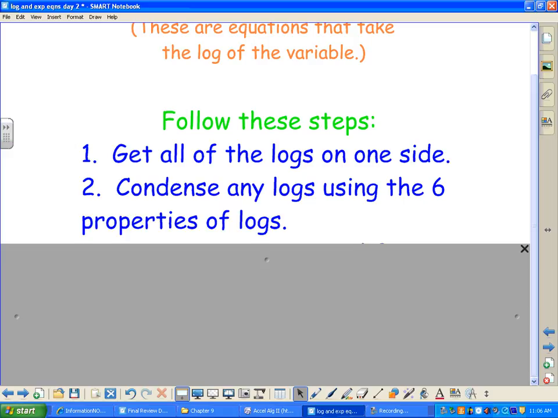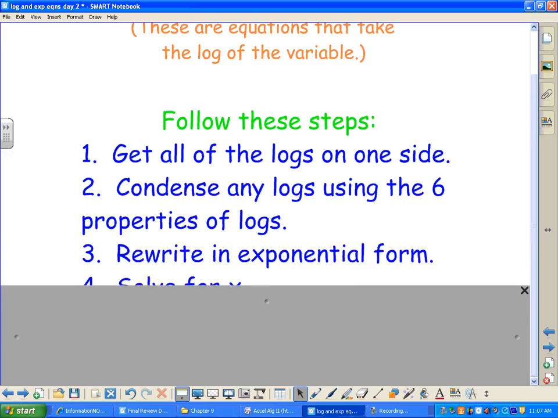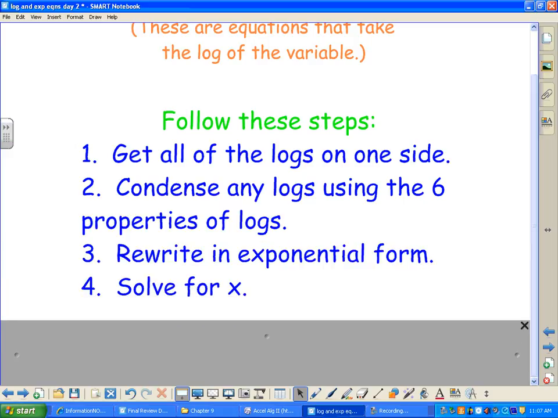Now, remember when we solved exponential equations, we went from exponent form to log form because that's how we got the x out of the exponent spot. Guess what we're going to have to do when we're solving a log equation? We're going to have to change it back into exponential form. I told you it would be going back and forth a lot. So that's what you're going to do next. You're going to put it into exponential form, and finally, after it's in exponential form, we'll go ahead and solve for x.